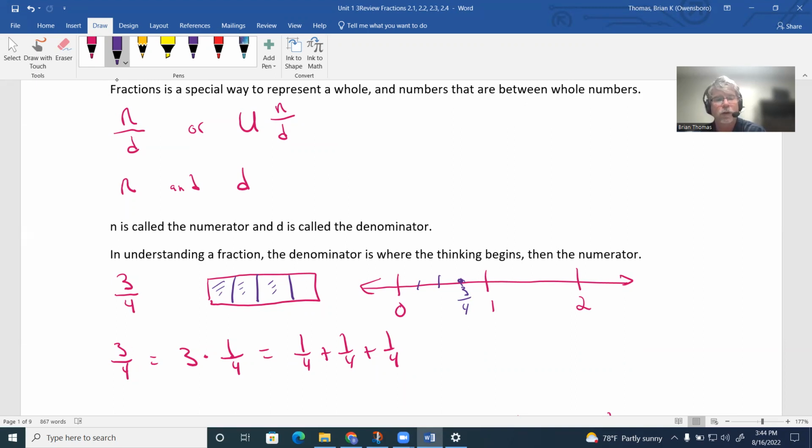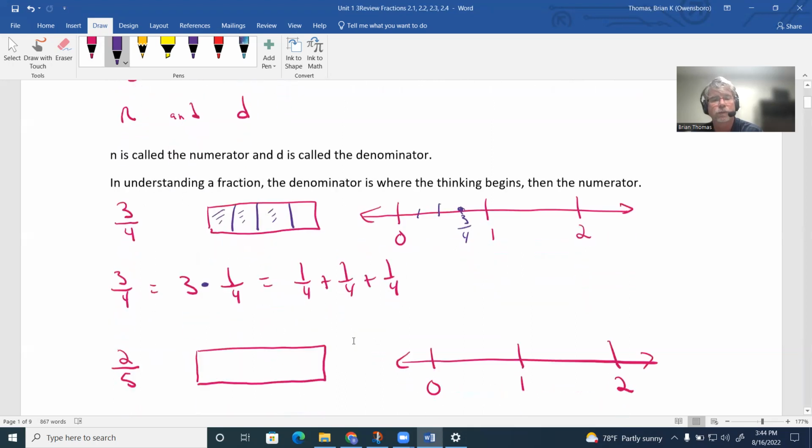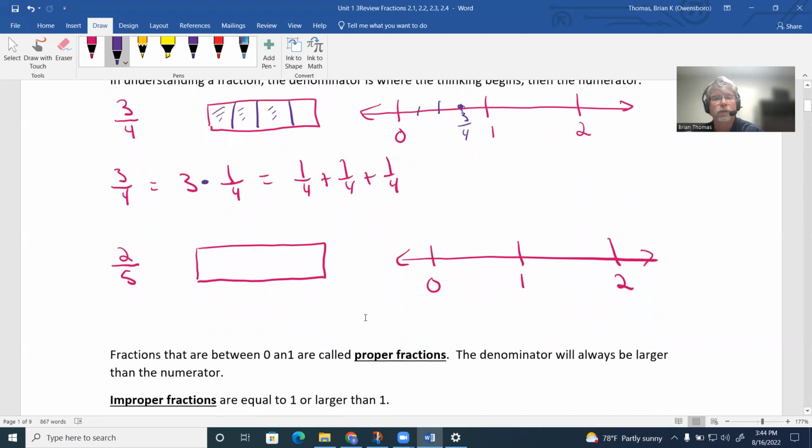3/4, as we talked about with multiplication, is what we call repeated addition. So 3/4 actually means 3 times 1/4. So 3/4 also means 1/4 plus 1/4 plus 1/4. This is the expanded version of it. Notice the 3/4 is very compact. 3/4 really means 3 times 1/4.